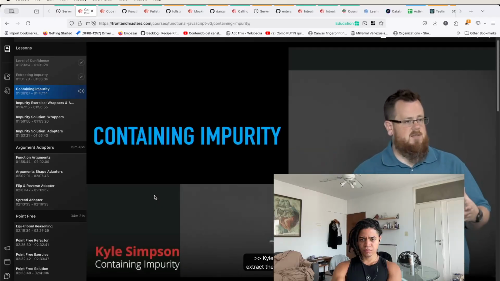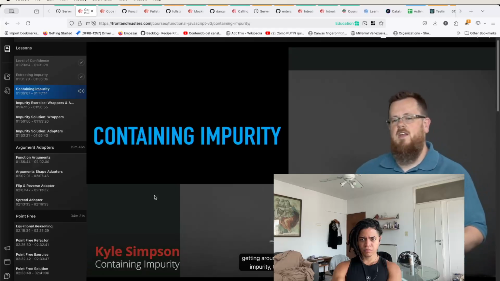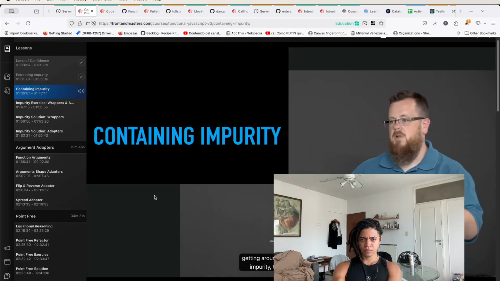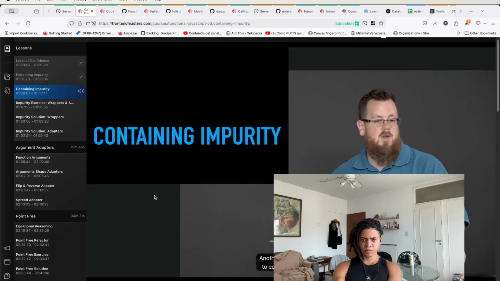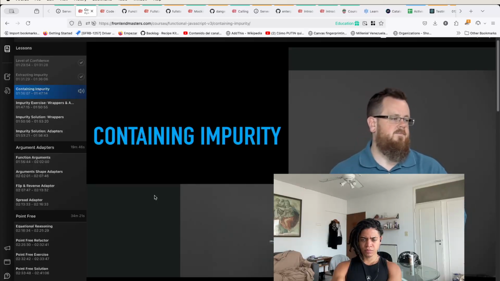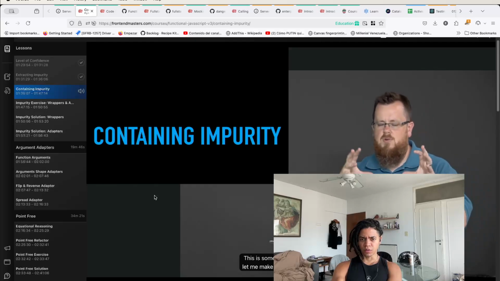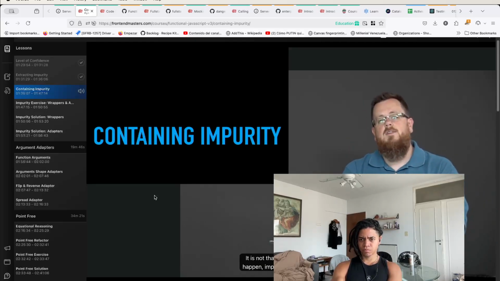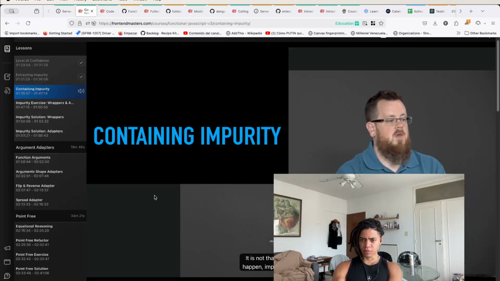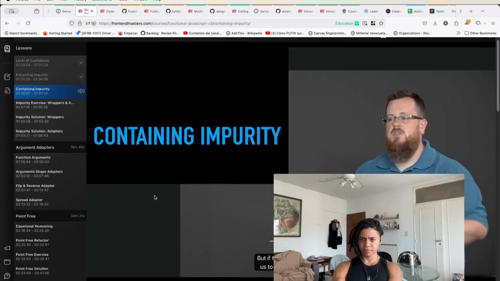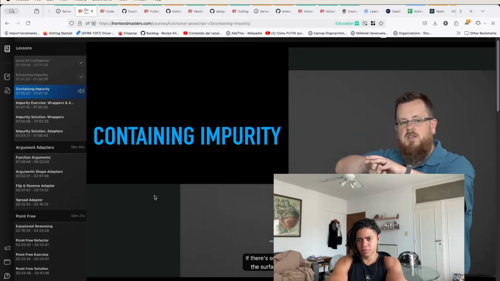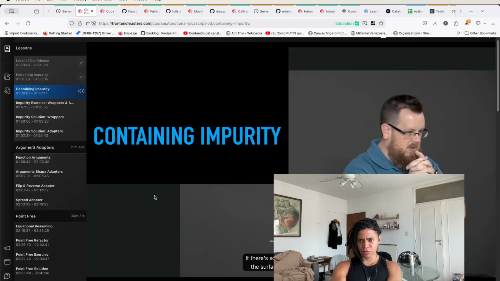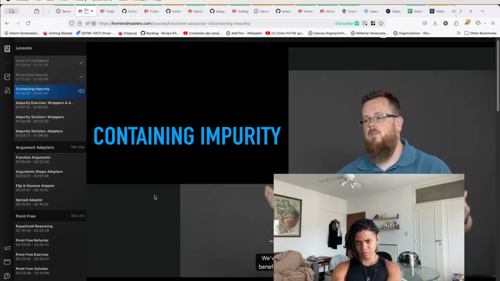If you can't extract the impurity, another way of getting around the problem of function impurity, the polluting effect that it has in the rest of the code, another way to do that is to contain it. What do I mean by contain? Wrapping this into a function sometimes. It is not that we don't make impurity happen. Impurity may happen. But there needs to be some way for us to structure things so that the impurity does not affect other parts of the application. If there's some way for us to reduce the surface area of impurity, we've had a net overall benefit to our application.